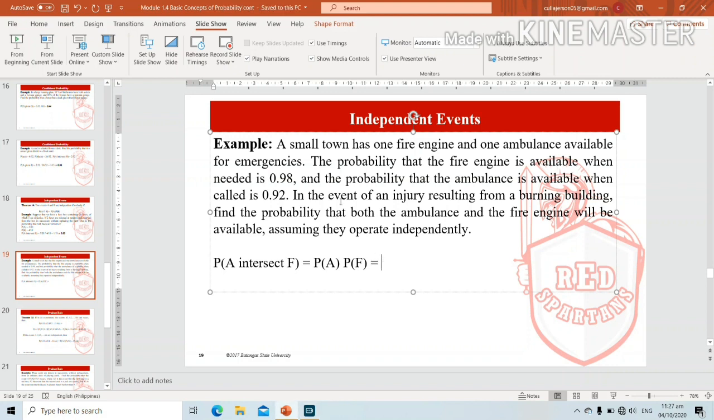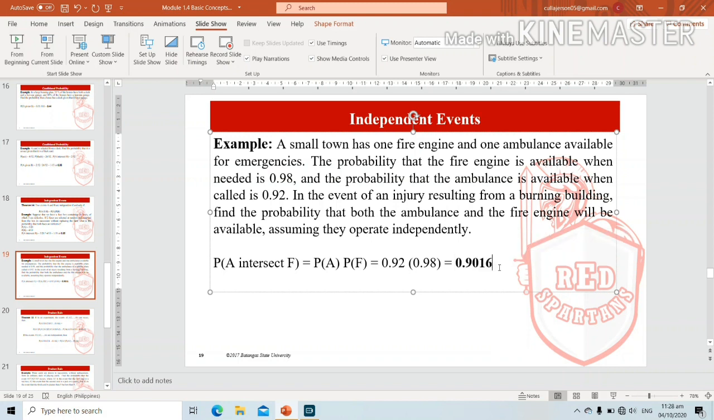Dito natin ang ambulance. Ang ambulance natin is 92% or 0.92. Then ang sa fire engine naman is 0.98. So 0.92 times 0.98. So ano yung answer natin? So 0.9016 or 0.90 or 90%. So yun yung ating answer.